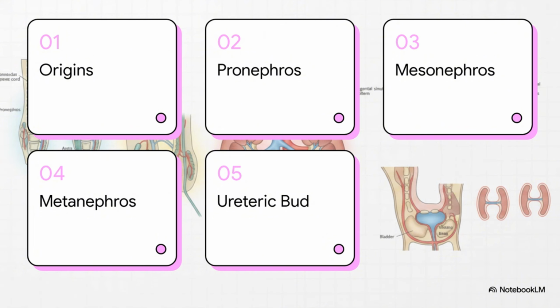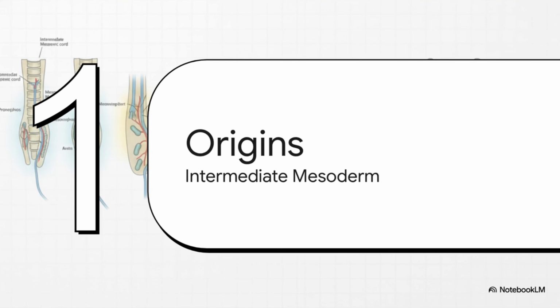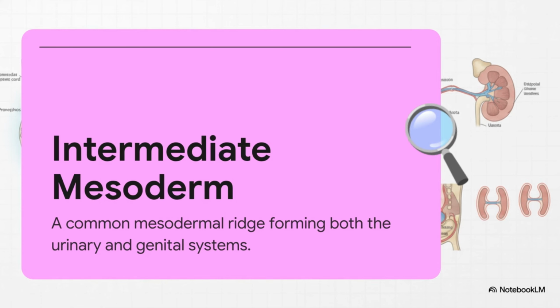We'll start with the origins in the intermediate mesoderm, and then progress through the pronephros, mesonephros, metanephros, and finally the ureteric bud subdivisions. All right, let's jump right into Section 1. Origins, the intermediate mesoderm. Okay, so here's the fundamental rule you've got to commit to memory right off the bat.